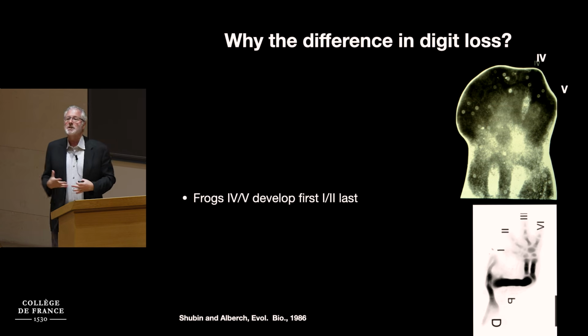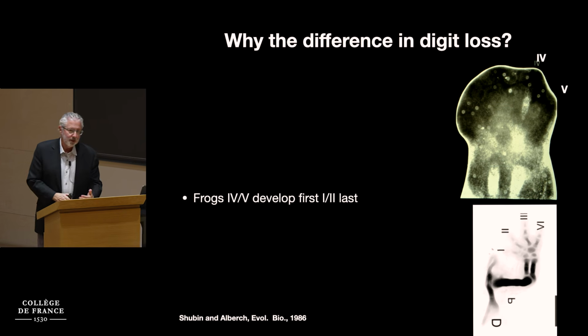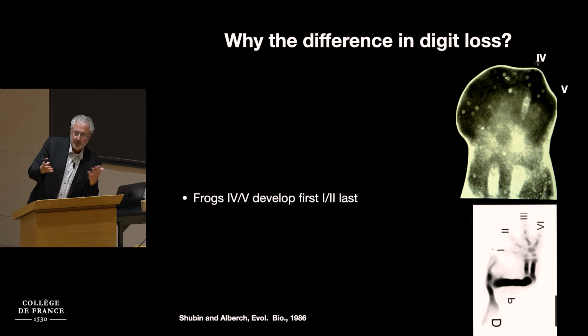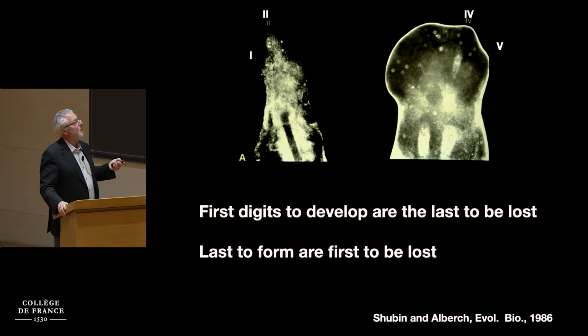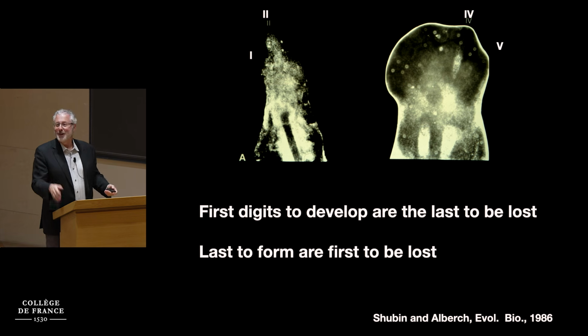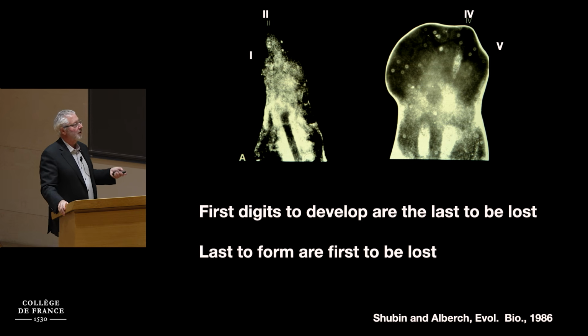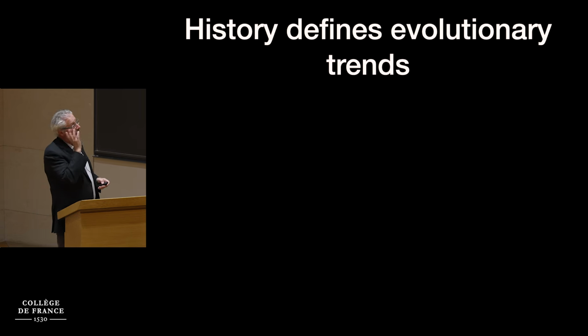So what you have is a system where, both in evolution as well as in experimental manipulation through manipulating simple cell parameters, the first digits to develop are the last to be lost, and the last to form are the first to be lost, like accounting, right? It's the first in, last lost, that sort of thing. So the sequence of reduction, experimentally and evolutionarily, is following the evolutionary trends.